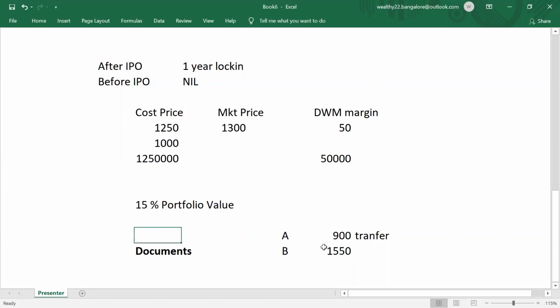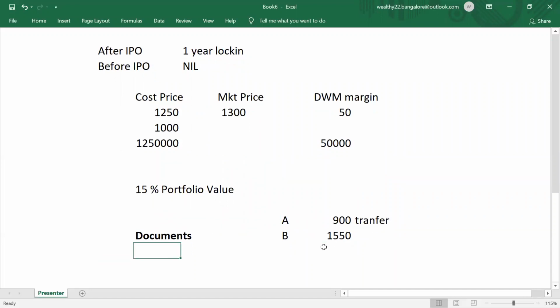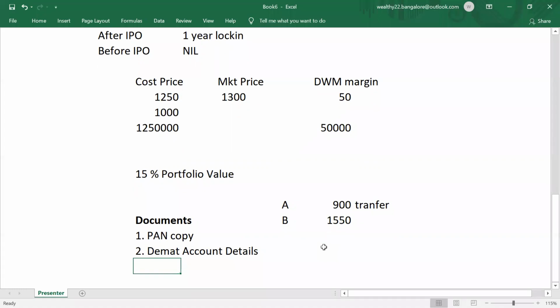Okay, so let me just summarize the documentation part of it. Documentation is very simple. We require a PAN card copy and the customer's demat account details. This is to transfer to that particular demat, which is mandatory. These are the only two documents that are required.